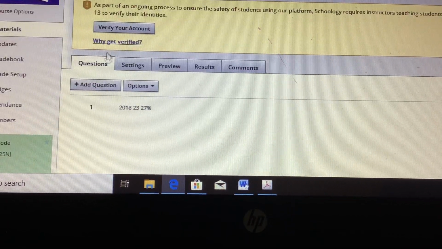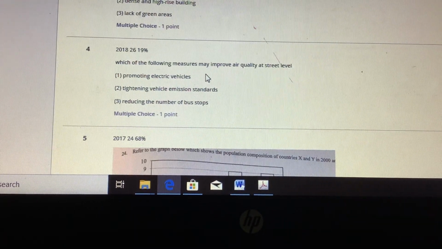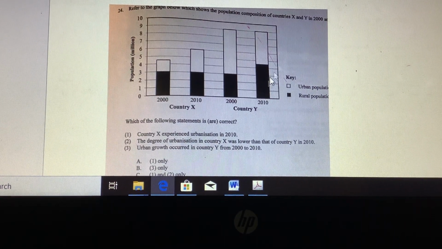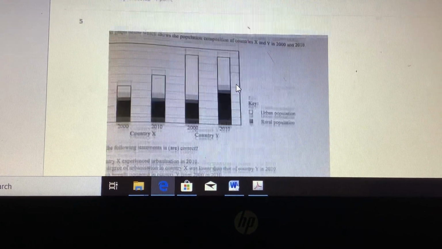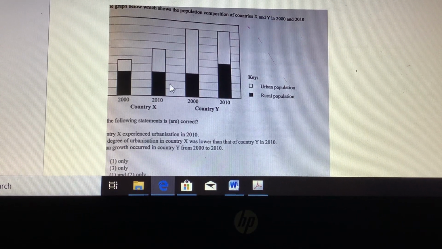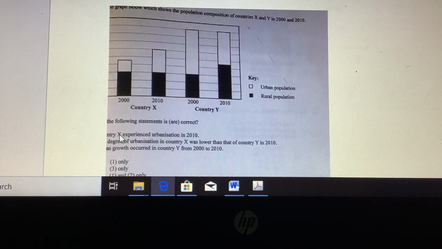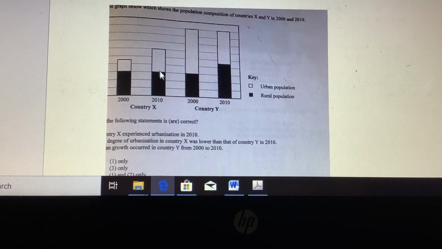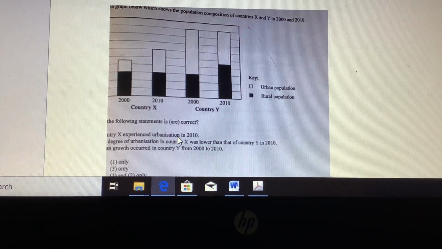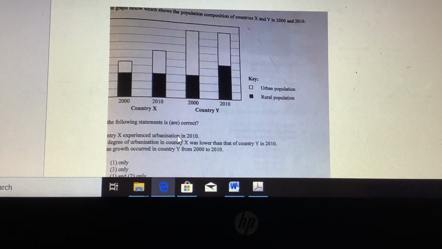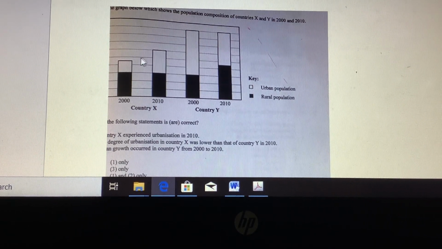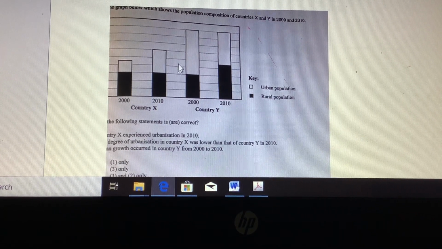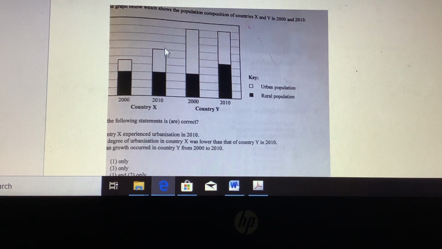Next one. This one is quite difficult. Only 19% of the students got it right. Okay, this one is talking about country X and country Y, and you can see the difference. Country X experienced urbanization in 2010. What is urbanization? As I have said before, it's about the percentage of the urban population. You can see by just checking out right here that the right bar is increasing.